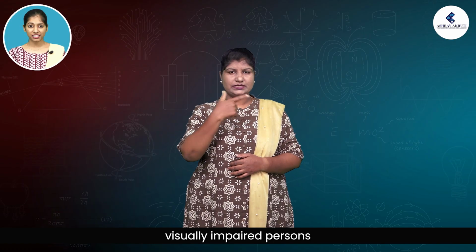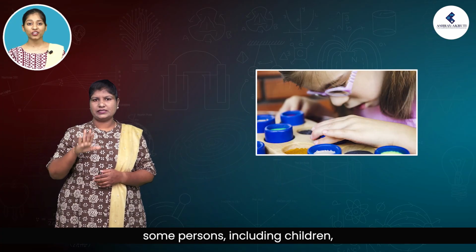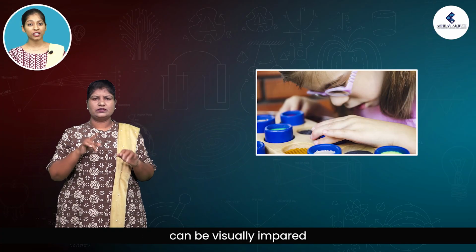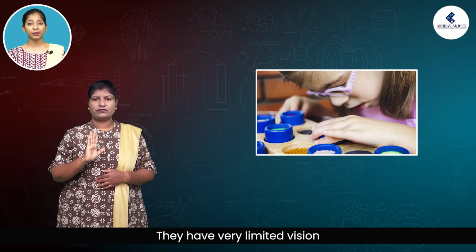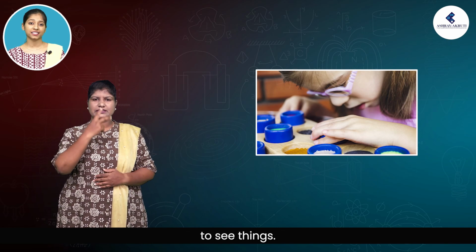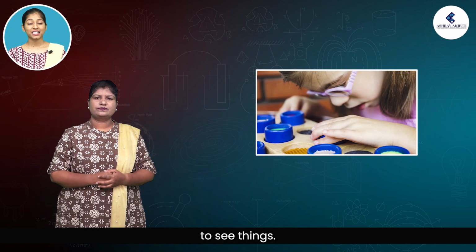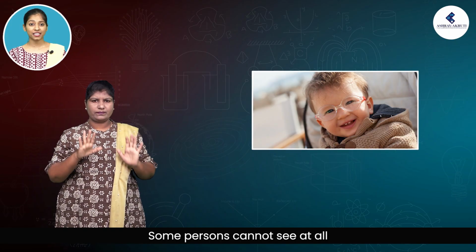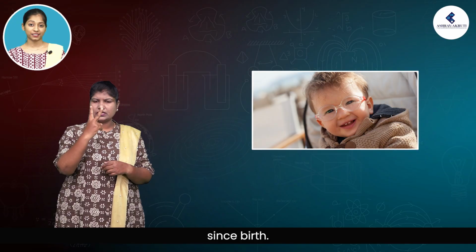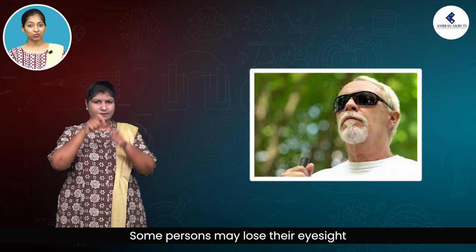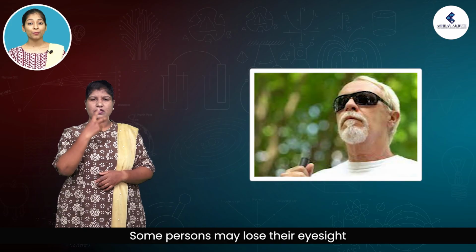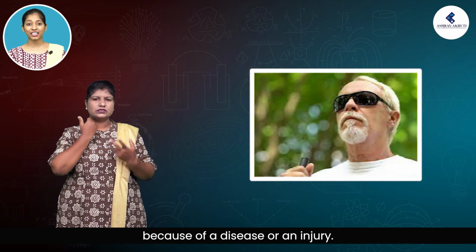Visually impaired persons can read and write. Some persons, including children, can be visually impaired. They have very limited vision to see things. Some persons cannot see at all since birth. Some persons may lose their eyesight because of a disease or an injury.